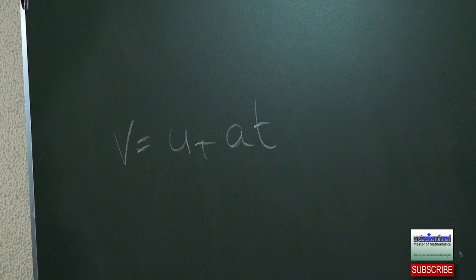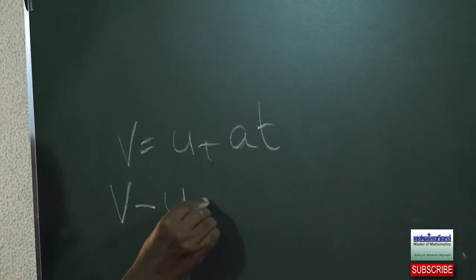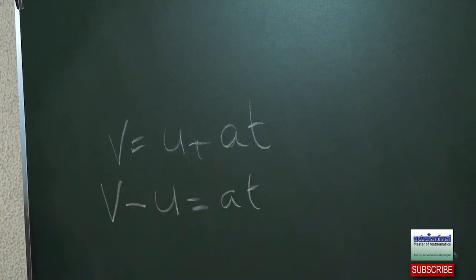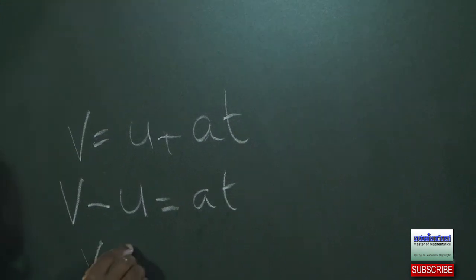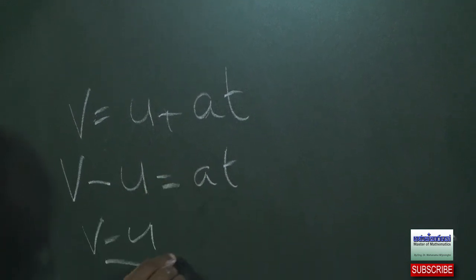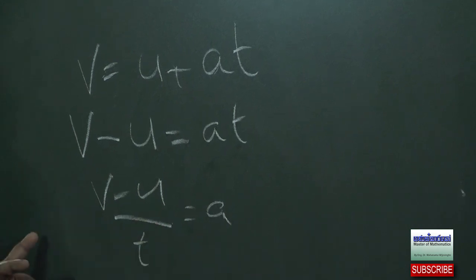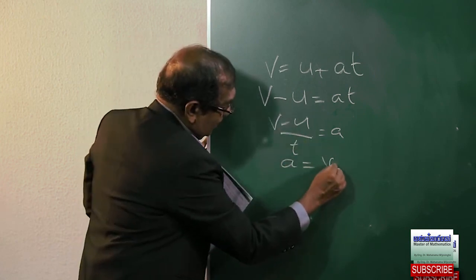Now think, what is the relationship of U with A? It is addition. Then take U to the left side as minus U. Finally, T is also taken to the left side. T multiplies with A, so it should be a division of V minus U when it is taken to the left side. Now we can give the answer as V minus U divided by T equals A. But the normal presentation is A equals V minus U divided by T.